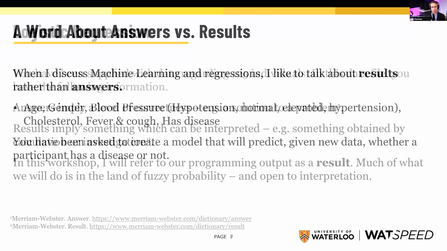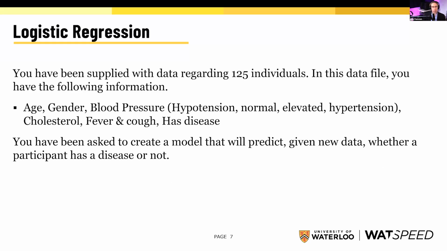All right. With that disclaimer out of the way, let's talk about logistic regression. The first machine learning algorithm that we're going to be looking at is logistic regression. So we're going to be doing some supervised machine learning. Let me set the scenario for you. We have been supplied with data representing 125 individuals. Inside of this data file, we have information about the age, gender, blood pressure status, cholesterol level, whether the person has a fever, whether the person has a cough, and whether they have a particular disease or not. So we have been asked to construct a model that will predict, given a new individual's statistics like this, whether that person has a disease or not. And we're going to do this by first building a logistic regression model.